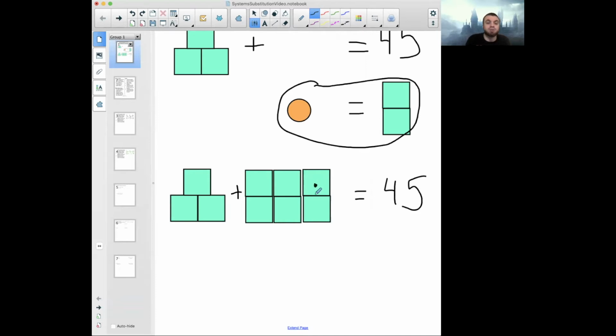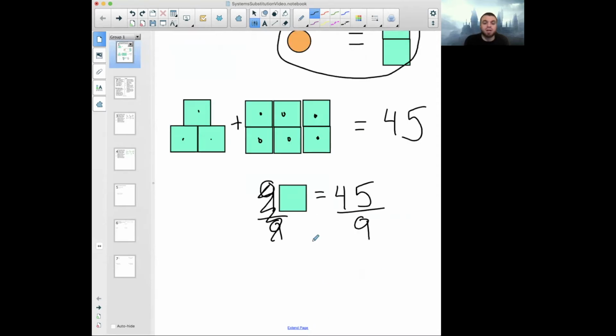So how many of these do we have? 1, 2, 3, 4, 5, 6, 7, 8, 9. So 9 of the teal squares is equal to 45 in our alien currency. So what is one of the teal squares worth? Well, you just divide by 9. And what do you get? You get that one of the teal squares has a value of 5.